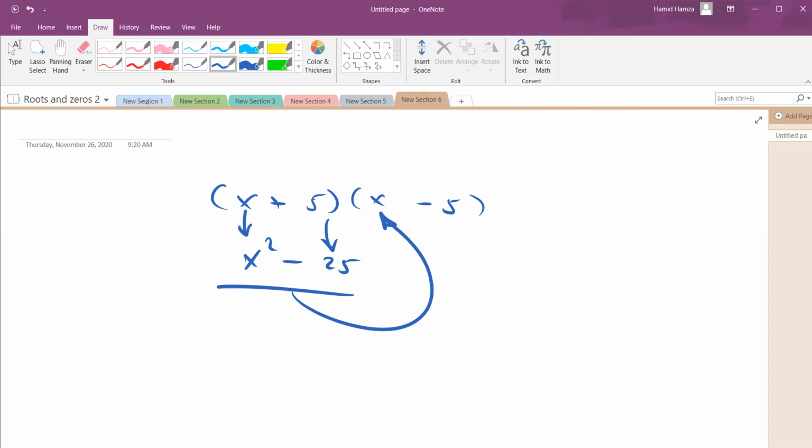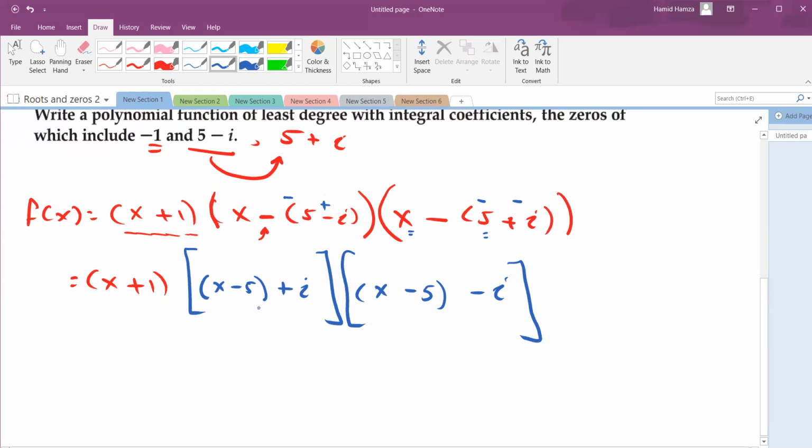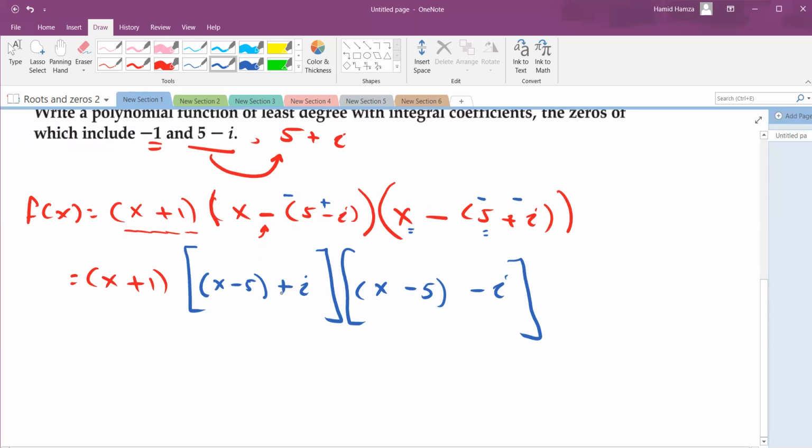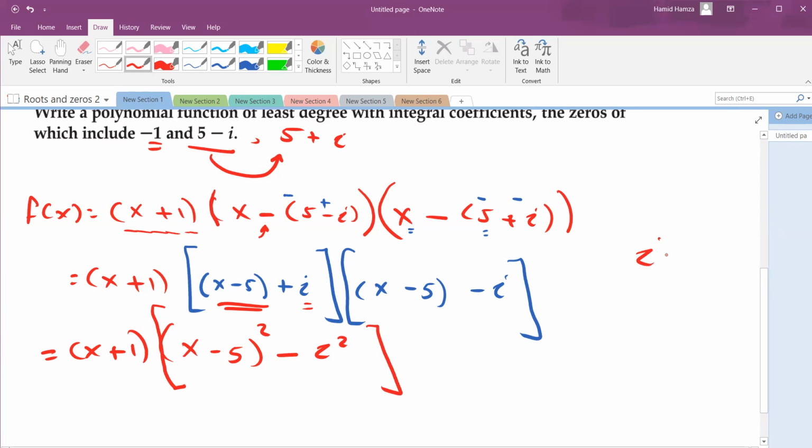So let's go back again. If you look at this, we have a bracket plus i and a bracket minus i. They are the same; one of the brackets is a plus and the second is a minus. So we'll apply this rule. It will equal x plus 1, then first by itself minus second by itself, so x minus 5 power 2, still in a bigger bracket, minus i power 2. So what is i power 2, guys? Do you remember?